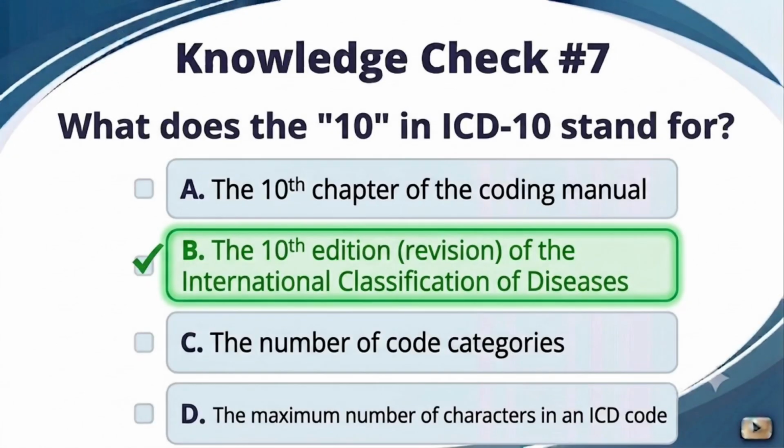Time's up. The correct answer is B. The 10th edition or revision of the International Classification of Diseases. Great job if you got it right. The 10 in ICD-10 represents the 10th revision of the International Classification of Diseases. Each new revision updates the classification system to reflect advances in medicine, changes in disease patterns, and improvements in healthcare reporting. Let's move on to our final question.